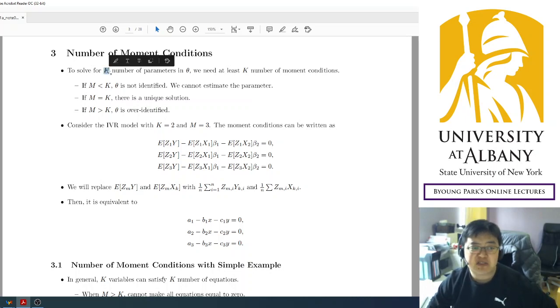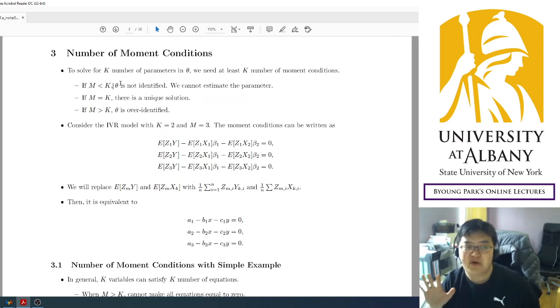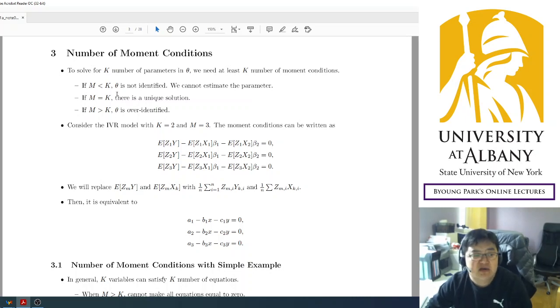So remember, k was the number of parameters, m was the number of moment conditions. M is from moment. If the number of moment conditions is fewer than the number of parameters, then the parameters are not identified. Some or all of the parameters are not identified, so we cannot estimate. So you need to have the same or more moment conditions than the number of parameters. When they are the same, it's a simple case, there must be a unique solution, and nothing you need to worry about.